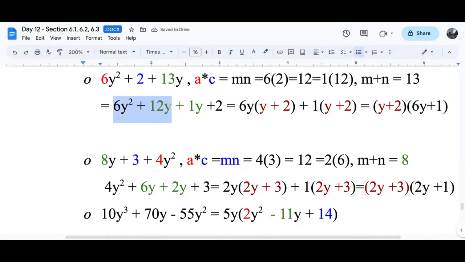So group those two. We group those two. 6y squared plus 12y, 6y is a common factor. And then 1y plus 2, 1 is a common factor. So now we manufacture y plus 2 as a common factor. We can factor out. So that's y plus 2 times 6y plus 1. Anyone has any questions?